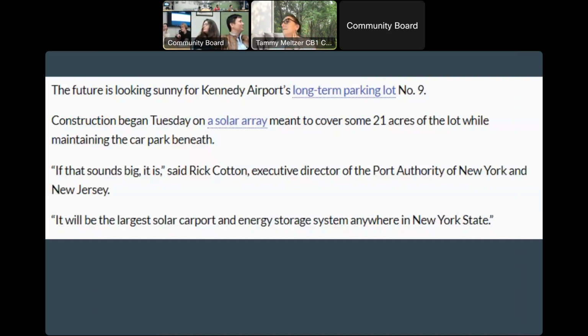Long-term parking, that's where they're going to install it, so if you ever want to go see it, at JFK. They're putting it above the parking lot.